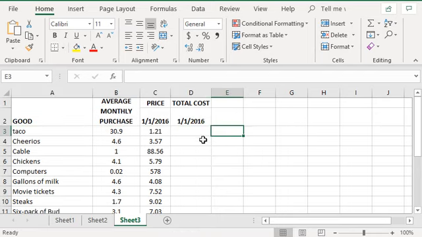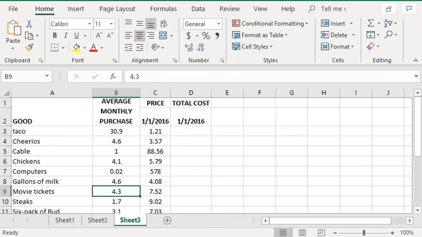Okay, looks pretty good. So what we're going to do here is the typical urban consumer in this economy purchases 30.9 tacos a month, 4.6 boxes of Cheerios a month, 1 cable subscription a month, 4.1 chickens, and 2 computers every 100 months. And 2 divided by 100 is 0.02.